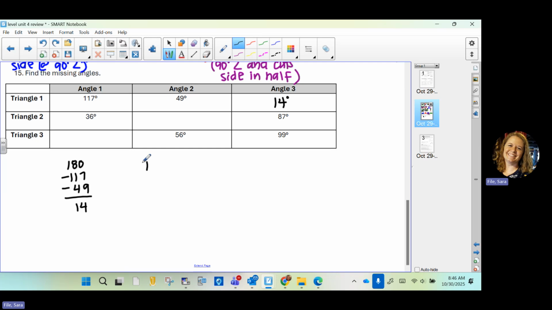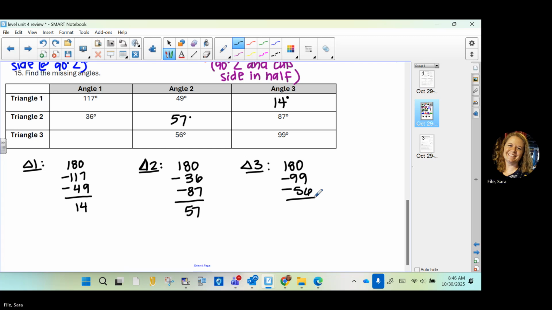I'm going to do the same thing for triangle 2. I'm going to take 180 and I'm going to subtract the 36 and the 87 that have already been used. And that leaves me with 57 for the third angle, the missing angle. And then in triangle 3, I'm going to do the same thing. I'm going to subtract the two that I know, 99 and 56. And I'm left with 25 degrees for the third angle.